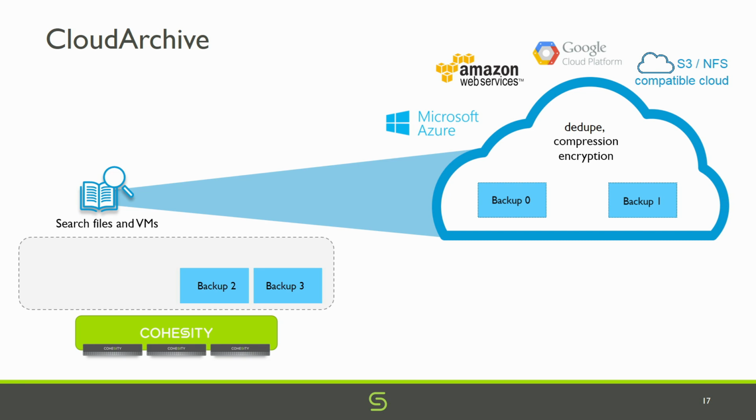Just go to your local cluster, do the Google search for that file name. We're going to tell you, well, that file is available. There's maybe 2 copies locally, maybe 5 copies in the public cloud. Which one do you want to recover? And we allow you to recover that individual file or the entire VM back on-prem. Right? So way more manageable than tape, and actually pretty cost-effective as well.